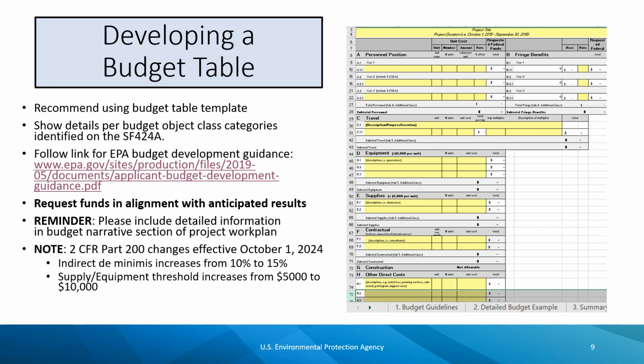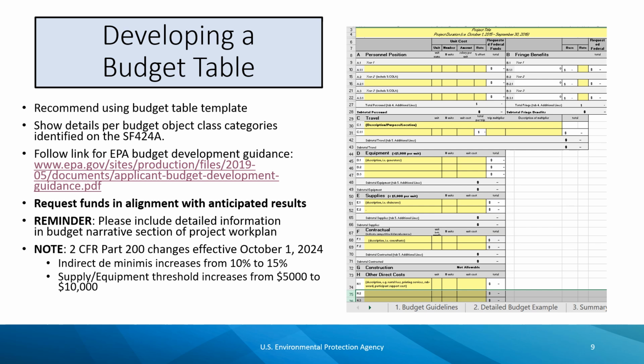epa.gov//2019-05/2020-applicant-budget-development-guidance.pdf. The requested funding should be in alignment with the anticipated results, meaning an applicant should not request the maximum amount just because the maximum amount is available. There are likely several categories in the budget table that you should include more detailed information for, so they may be evaluated as necessary for the project. Please be sure to include that information in the budget narrative section of the project work plan, or this section may be reviewed less favorably.